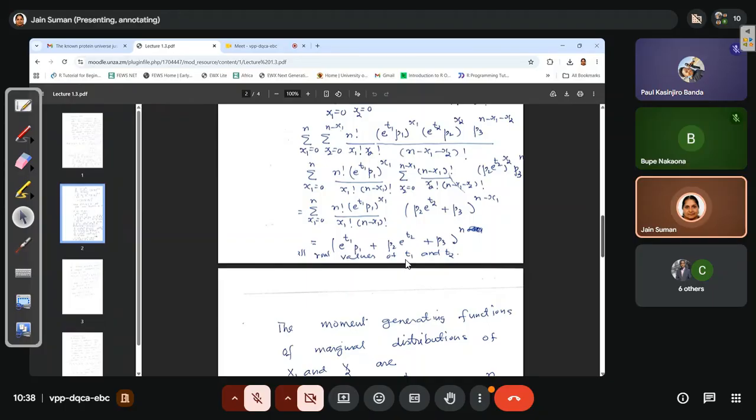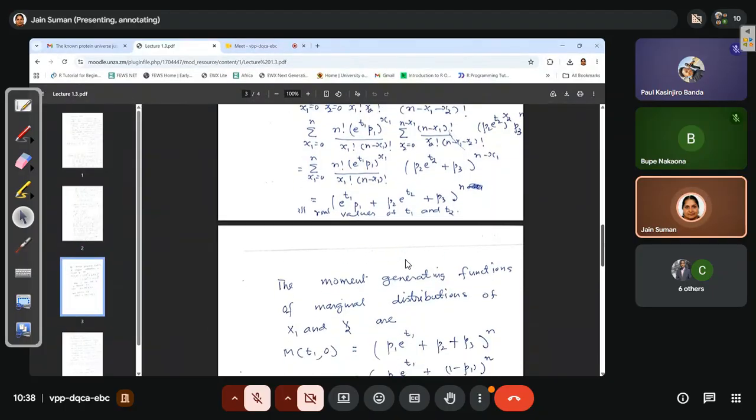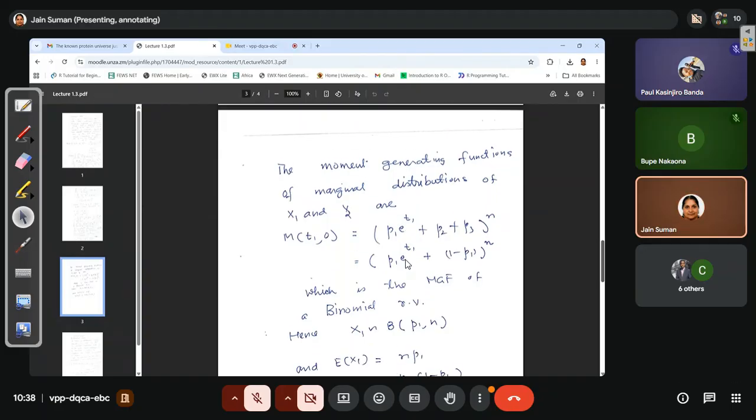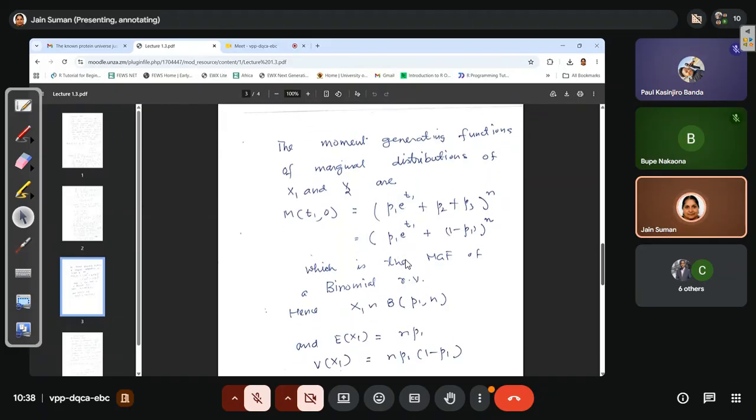So we have found the moment generating function of the joint distribution of x1 and x2, and now from there I put my t2 to be 0, and that gives the moment generating function of the first random variable x1. Okay, so we put t2 to 0 in the joint distribution. This is how you find the moment generating function of any marginal distribution.